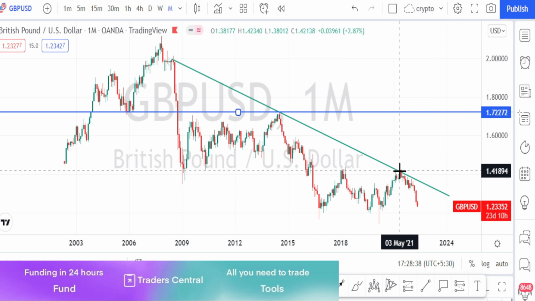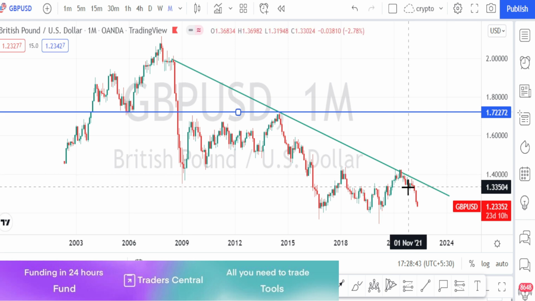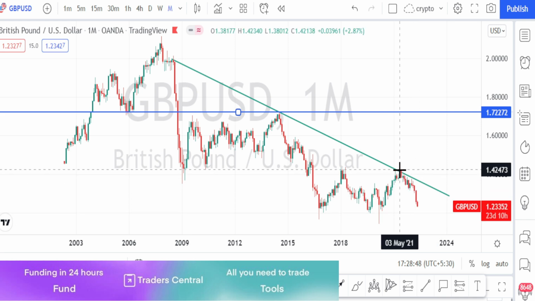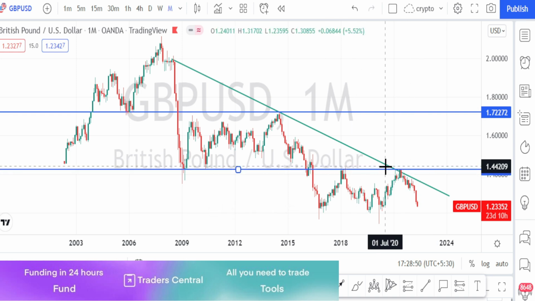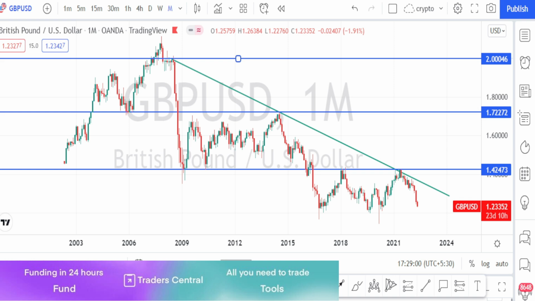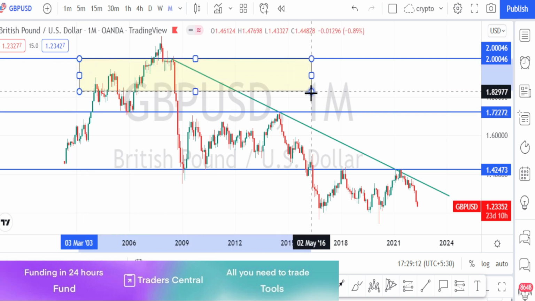And again at this point it tried to break this resistance line and it couldn't break this resistance line and started falling on a bearish trend reversal. So I am drawing one more resistance line over here. And again I am drawing one more resistance line from where it started its bearish trend reversal. So when we look at the distance between the resistance line and the next support level, I am drawing a rectangle pattern over here.